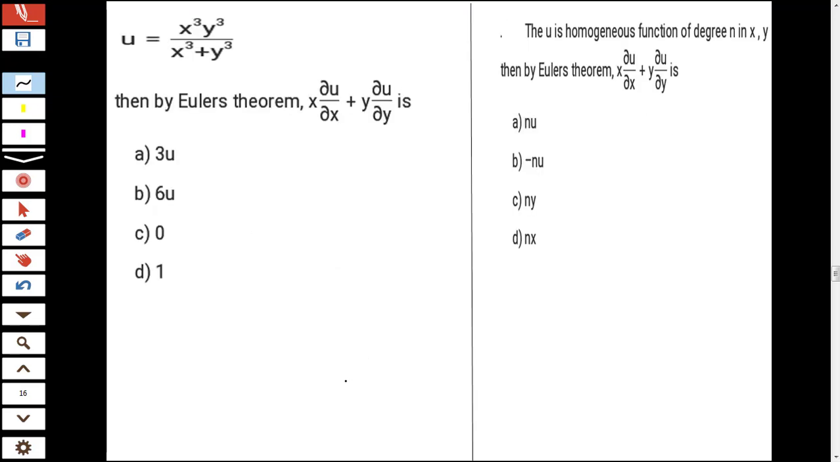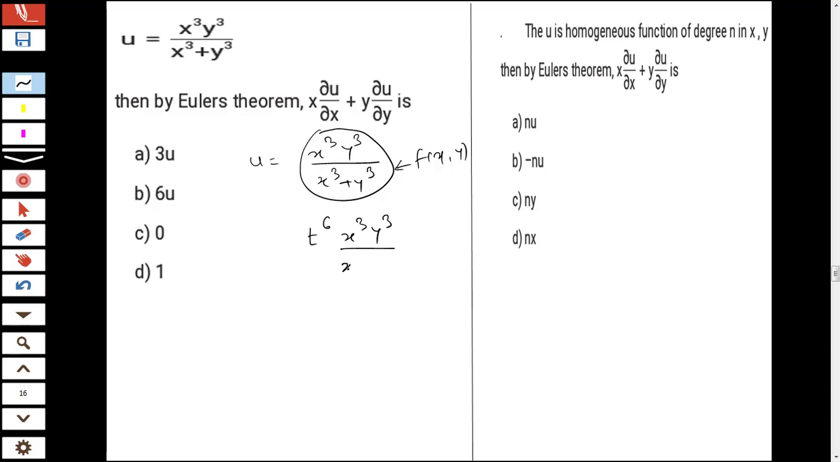This is the example on Euler's theorem. We have more examples on Euler's theorem. Now this given u is (x cube plus y cube) upon (x cube plus y cube). So that f of xy is this thing. It will be t raised to 6 x cube y cube upon x cube plus y cube. This will be your f of tx ty after replacing x by tx and y by ty. So it is t raised to 6 and f of xy again.